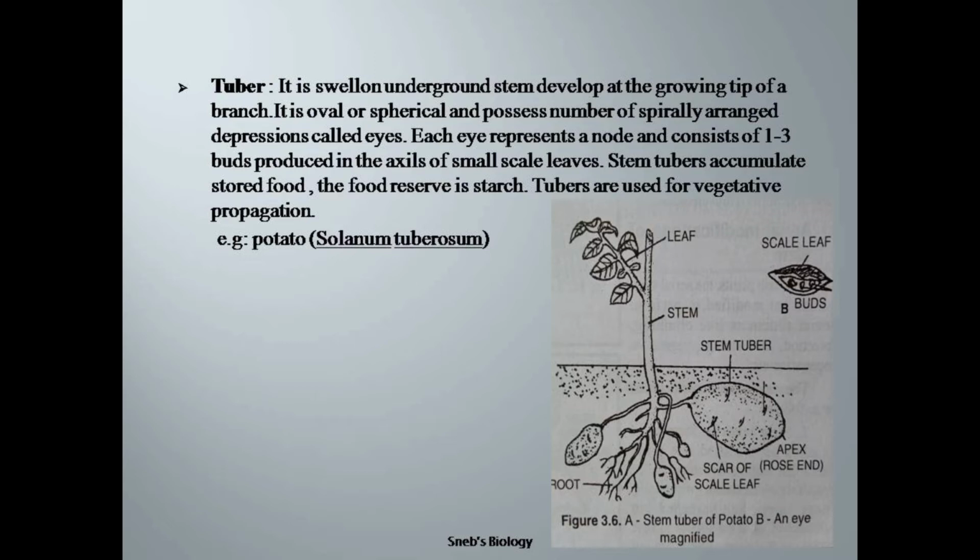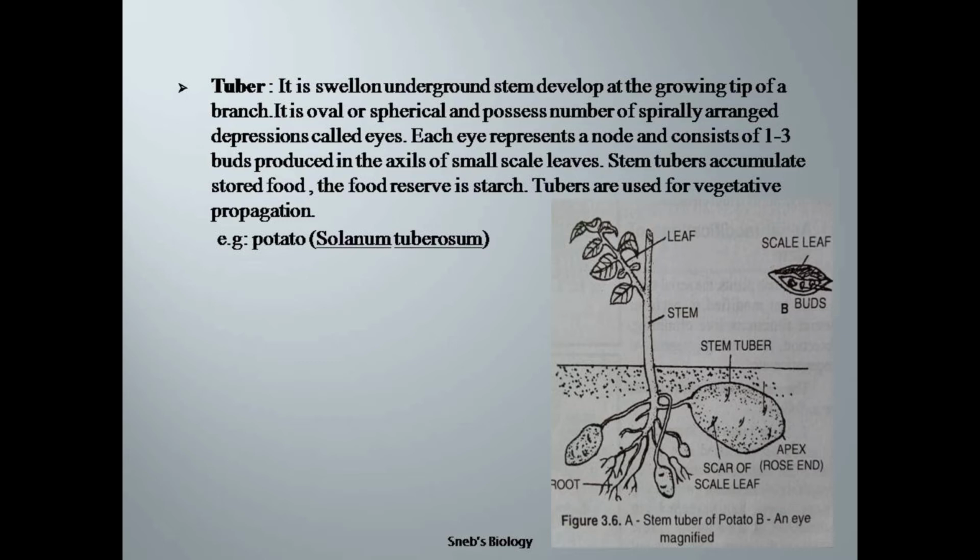First, tuber. Tuber is a swollen underground stem developed at the growing tip of a branch. It is oval or spherical, lacking adventitious roots and possessing a number of spirally arranged depressions called eyes. Each eye represents a node and consists of 1 to 3 buds produced in the axils of small scaly leaves. Tubers are used for vegetative propagation and each piece containing an eye has the ability to develop a new plant.